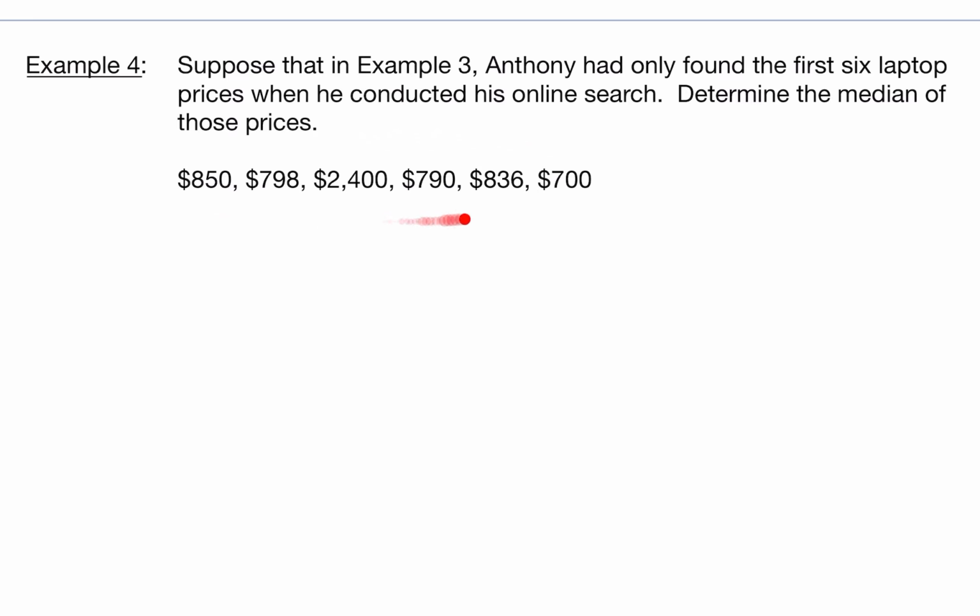So here are the 6 numbers. What we're going to do is the same thing. We're going to rank order this from lowest to highest. So we're going to start with 700, and then 790, and then 798, 836, 850, and then 2,400. Here we've got 6 terms: 1, 2, 3, 4, 5, 6. To find the middle term, we're going to find the 2 terms. So the middle term would technically be right in here.